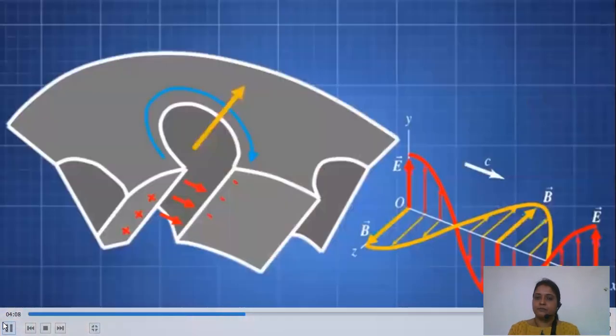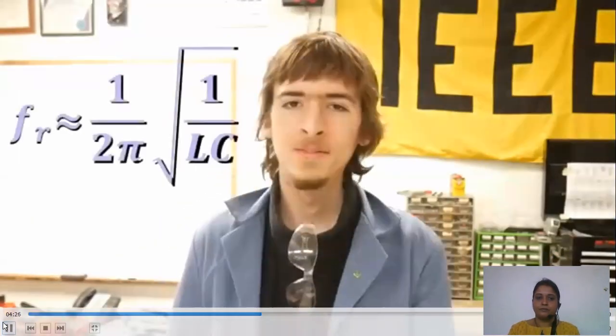So what we see is that the electric and magnetic fields are perpendicular to each other, and oh my gosh, it's electromagnetic radiation! As evident by the alternating electric and magnetic fields that are perpendicular to one another. We can solve for what the resonant frequency is by solving this equation.